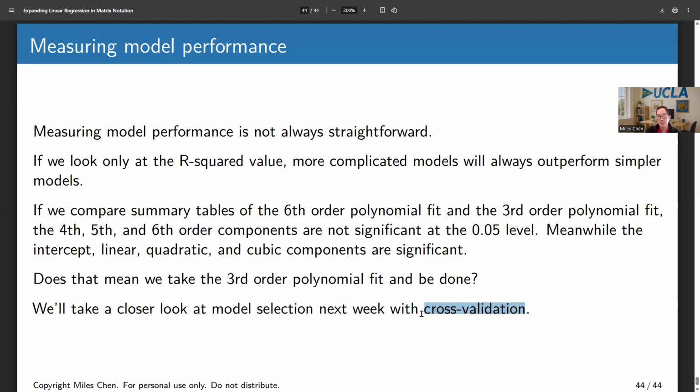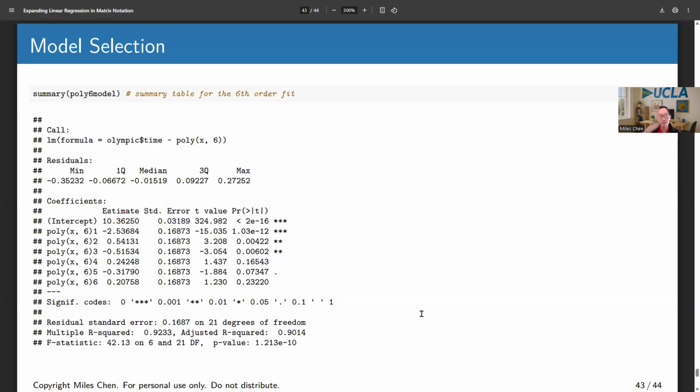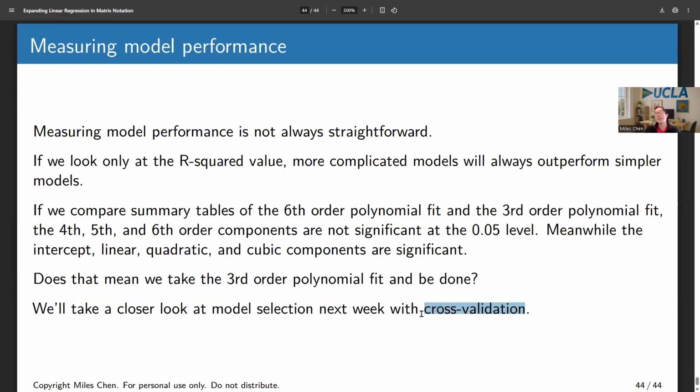And so that is going to be the approach that we use in machine learning, is that we don't really care about statistical models anymore, and we just say, hey, can we make good predictions? And so that's what we will look at next week, is we look at how we use cross-validation or other kinds of ways to measure our model performance by looking at its ability to make predictions.